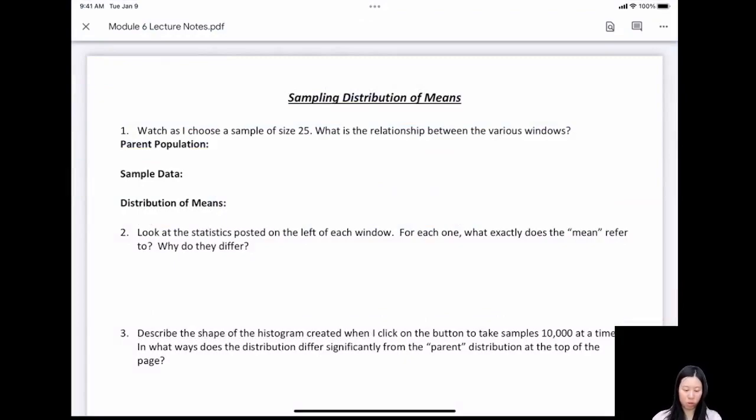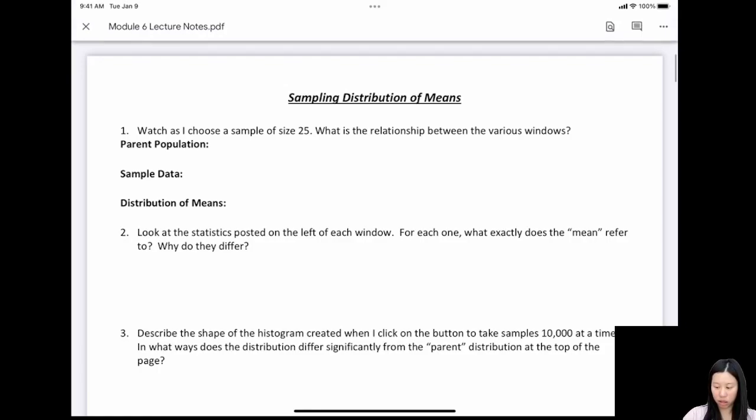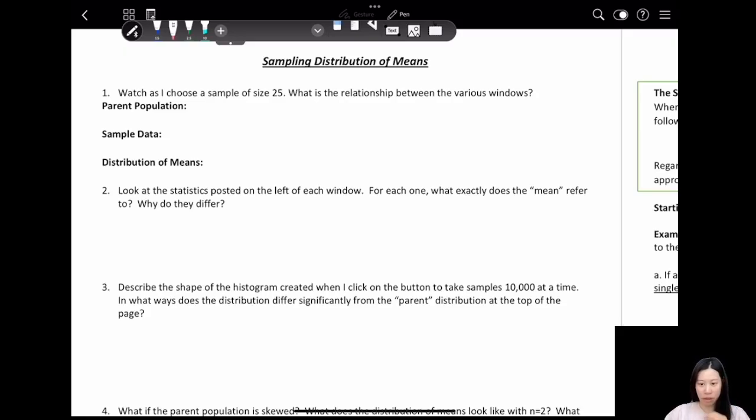Okay, so what's the relationship between the various windows? So what is the parent population? The parent population, in the example that we have, is the entire data, all of the data. Parent population means all our data, which is all of the SPSS students. And then sample data is the random sample from the population.